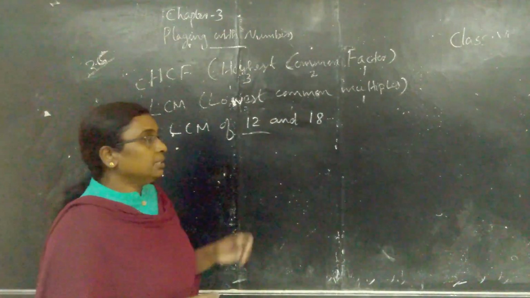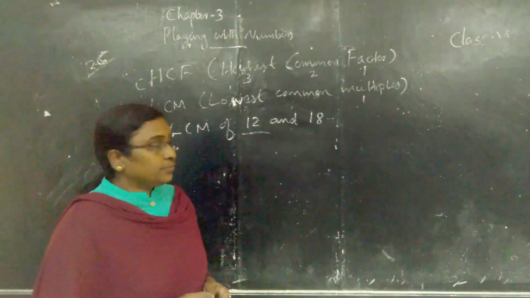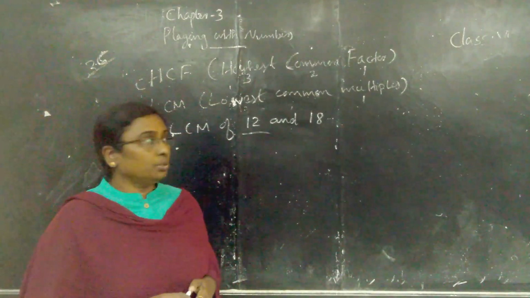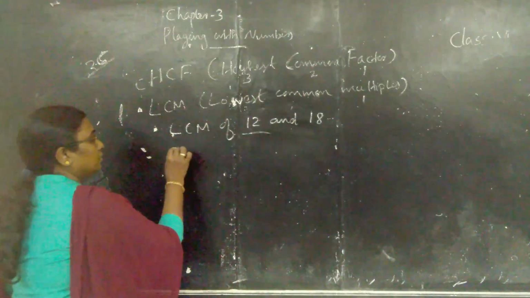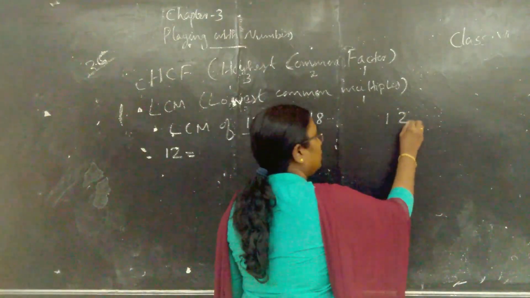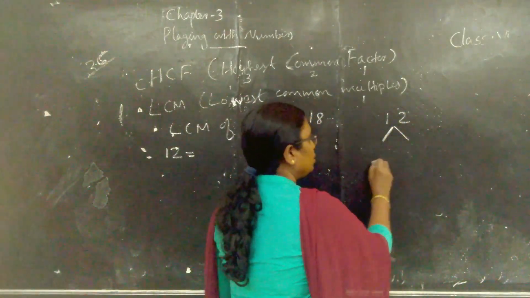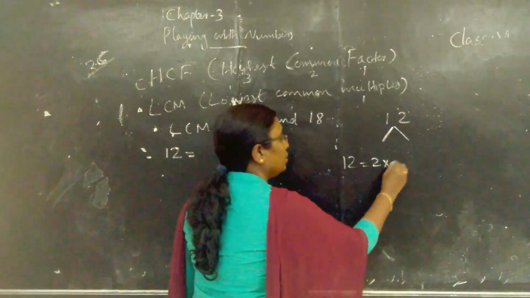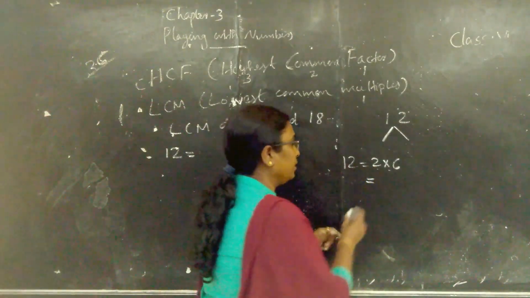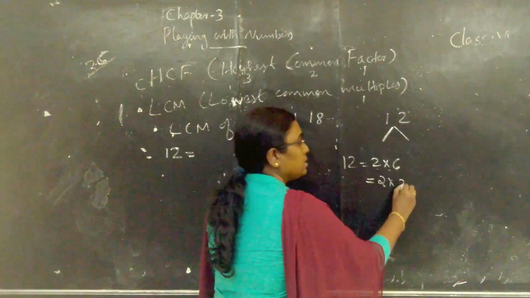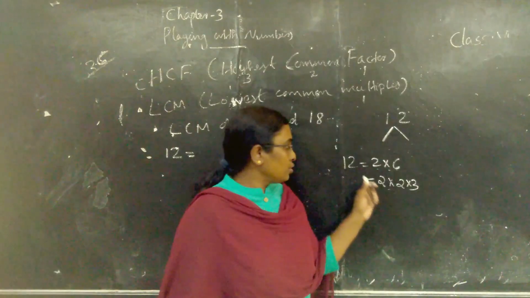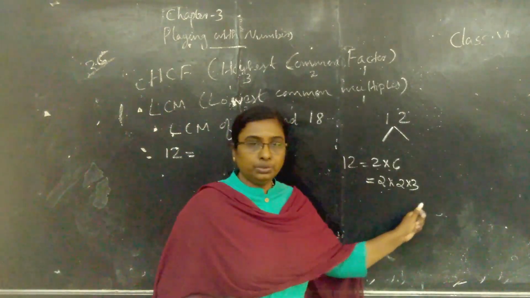The first method: find the prime factorization of the given numbers. The prime factorization of 12. 12 can be written as 2 into 6. This 2 is a prime number. So factorize 6 again: 2 into 3. These numbers are all prime.